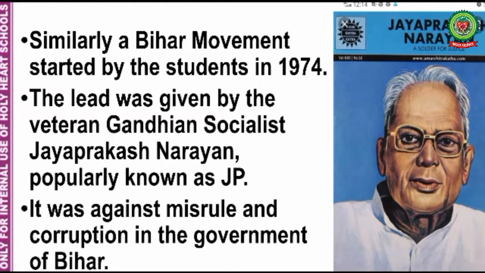Getting motivation by the success of Nav Nirman movement, the students of Bihar organized themselves under the leadership of Jai Prakash Narayan. A movement was started in 1974 which was led by Jai Prakash Narayan, who was the follower of Mahatma Gandhi and advocated socialist society. This movement was also called the JP movement. It was basically started against the wrong policies and corruption which was prevalent in the Bihar government.